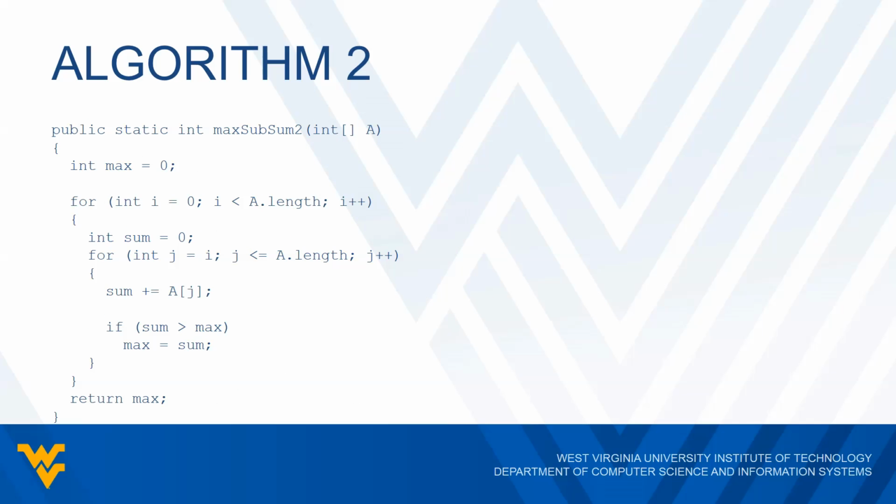Here's the code for the second algorithm. So notice we have our first for loop right here. And then here is our second for loop, our j loop. And notice that the k loop is missing, because what we're doing here is for each iteration of the first for loop, we're going to reinitialize our sum to 0. And then we're going to keep incrementing j. And as we compute the sum as we go from i to j, we stop and ask, is this current sum greater than the max? And if so, we update.